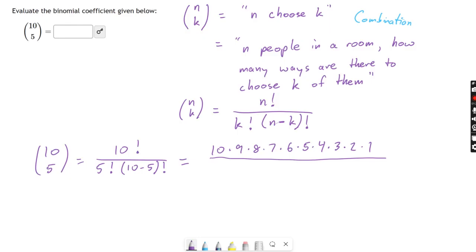And on the bottom, I've got a 5 factorial. That's 5 times 4, 3, 2, 1. But I also have another 5 factorial, this guy right here. Okay, that's going to be 5 times 4 times 3 times 2 times 1. Now, it won't always happen that they're the same, but we'll just keep going for this problem.